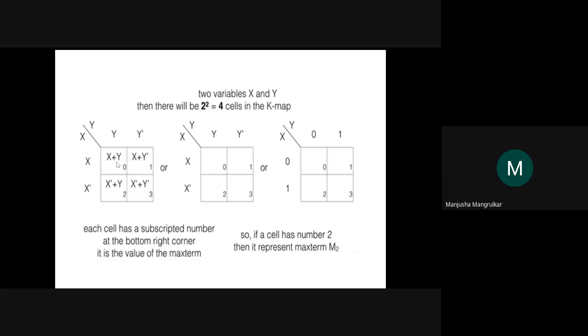Now this is 0 0, right? So this is what 0 0 means. In this column, if it is a 0, it is represented as x plus y. Here x plus y complement, this is y complement. Here x complement plus y, and here x complement plus y complement. It's just the reverse of the sum of product.